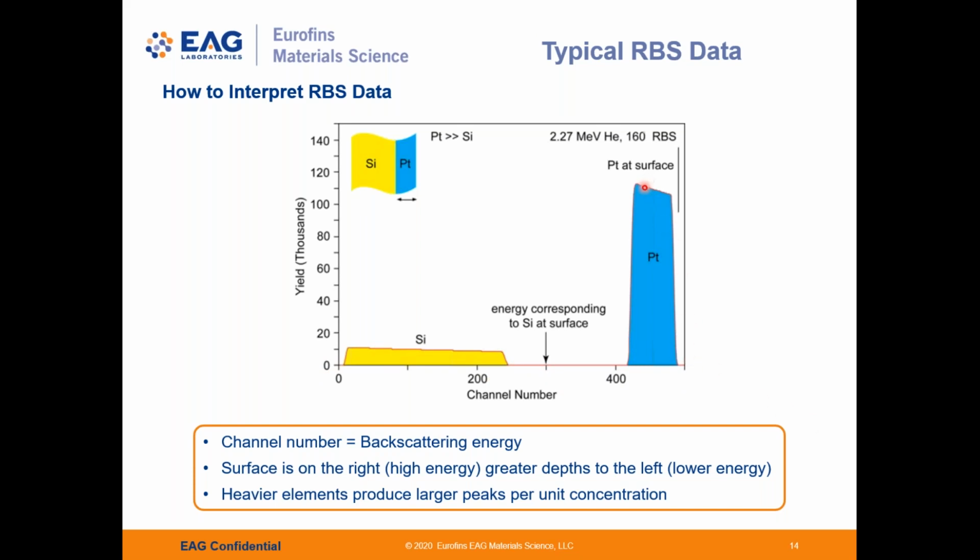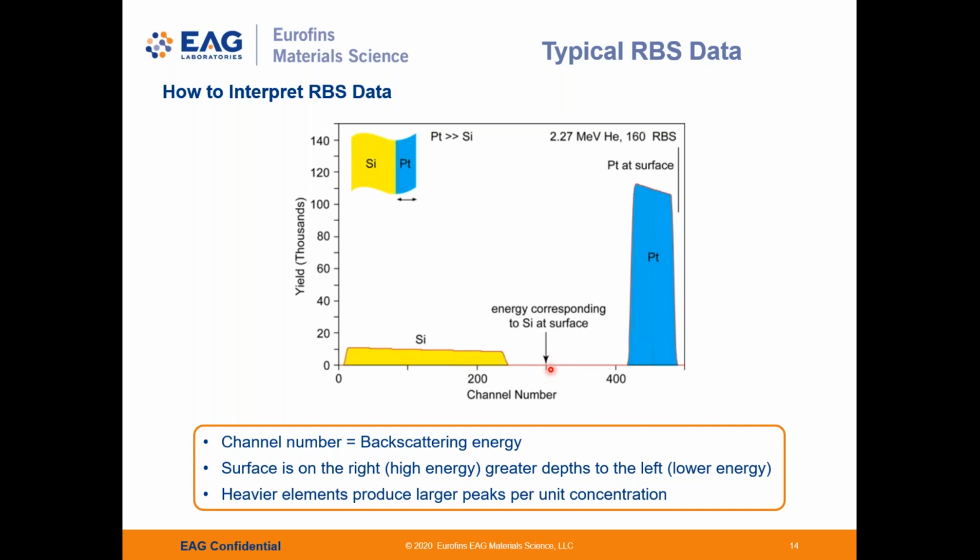The yields, or relative heights, of platinum and silicon reflect the differences in the atomic sizes between platinum and silicon. If no platinum film were present at all on this sample, and we were just looking at the silicon substrate only, then there would be no blue peak here, and the yellow peak would be shifted to the position indicated on the graph. That's here.